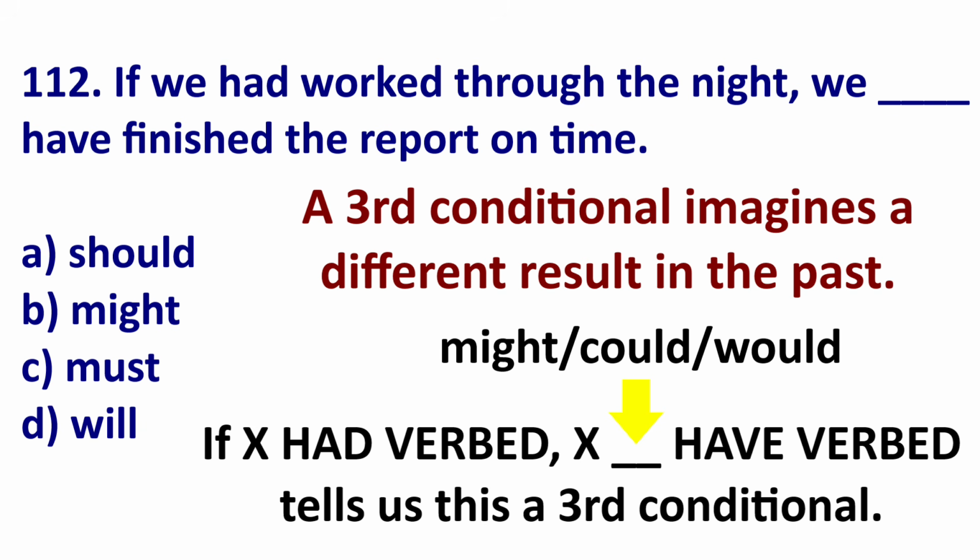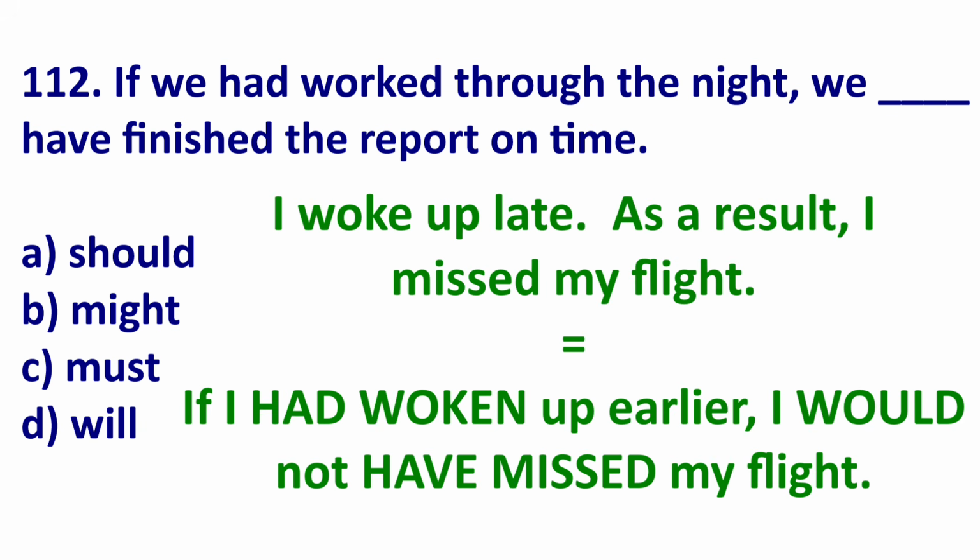For example, a week ago, I woke up late. As a result, I missed my flight. I imagine the situation differently in the past. So I say, if I had woken up earlier, notice had woken, I'm using past perfect, I would not have missed my flight. You can see the form of the third conditional.